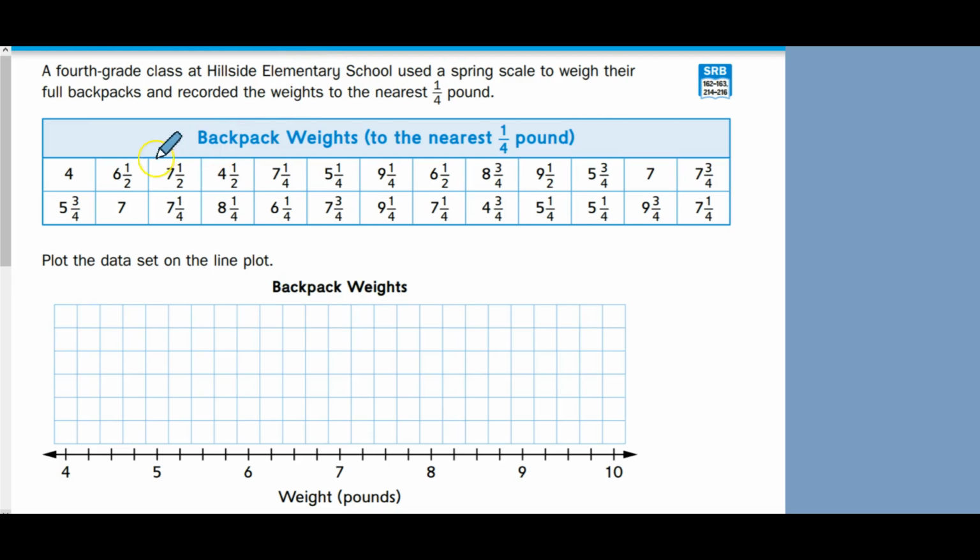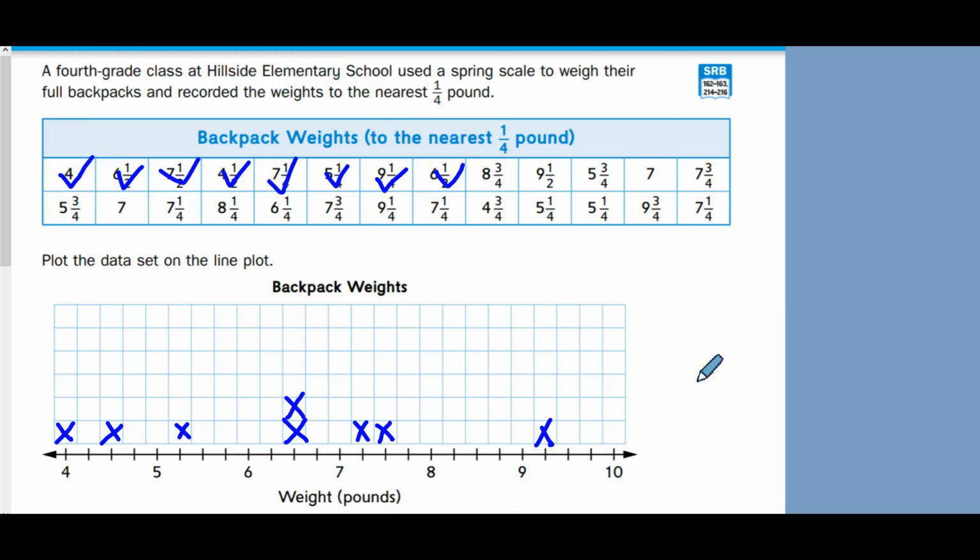So now I take my data and I go through. 4 pounds, put an X above 4. 6.5. I find where 6.5 is, and I put an X above 6.5. 7.5. 4.5. 7 1/4. 5 1/4. 9 1/4. 6.5, and so on, creating a line plot.